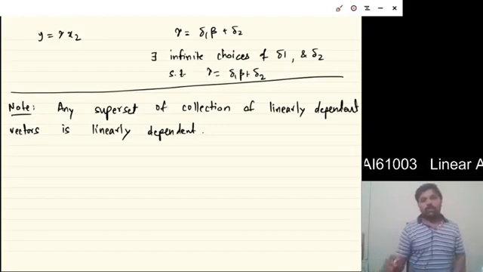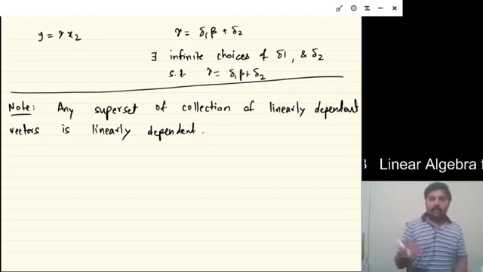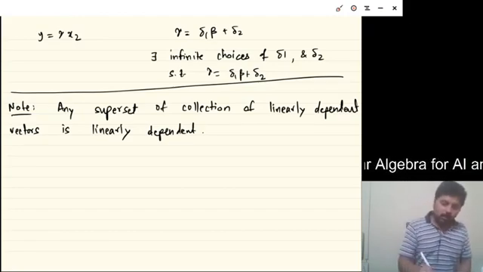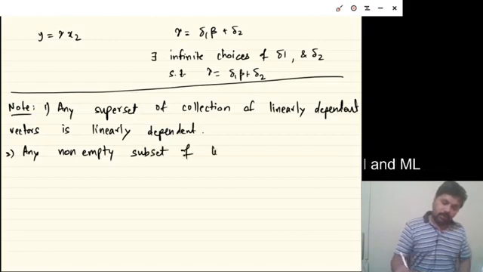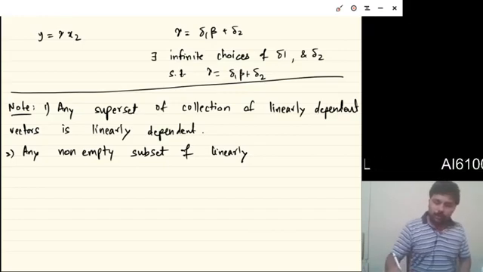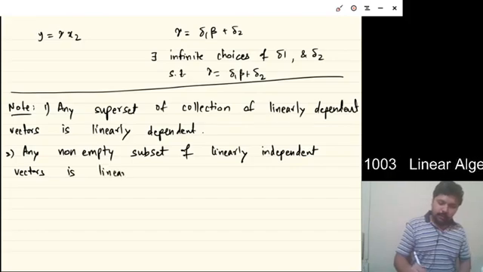So this superset of any collection of linearly dependent vectors is going to be linearly dependent, and if that is true, then you look at the equivalent statement for a linearly independent set. What is that? Any non-empty subset of linearly independent vectors is linearly independent.